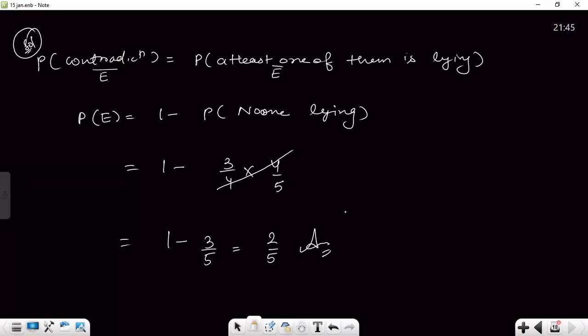Clear? Is that clear? The basic understanding is that a contradiction will only arise if at least one of the persons is lying. Okay.